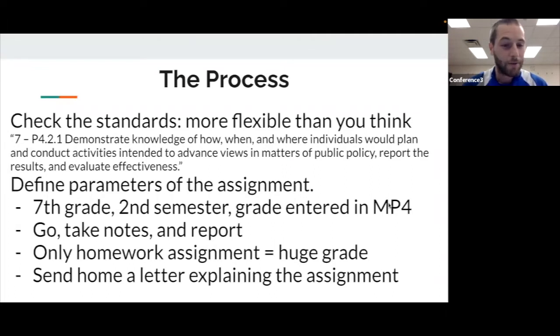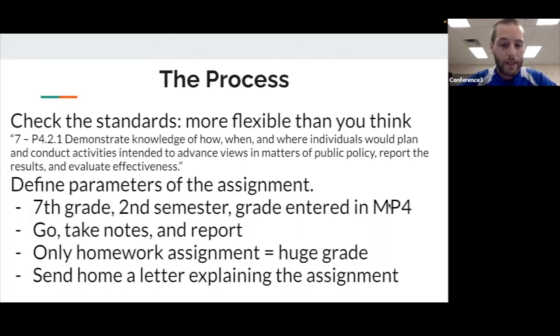And their responsibility is very simple. Go, take notes, and report back. Nothing overly complicated. I don't ask for any slideshows. I don't ask for anything other than them to pay attention and be able to engage in conversation when we get back into the classroom, and them engage with their peers in this conversation.